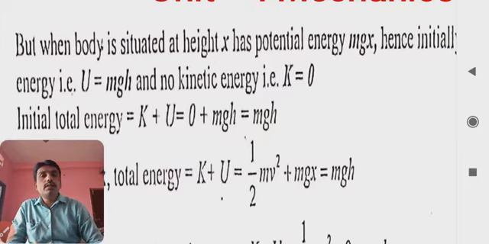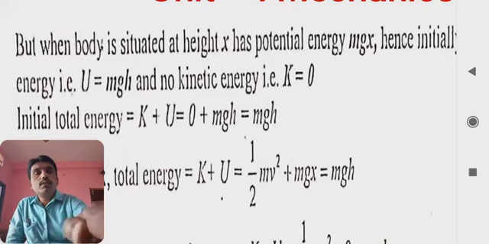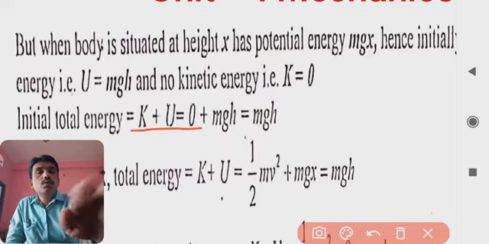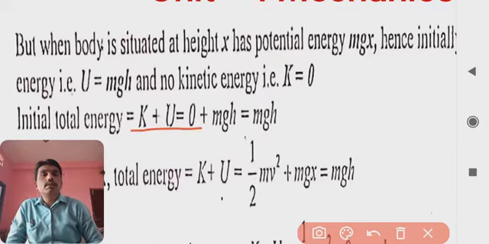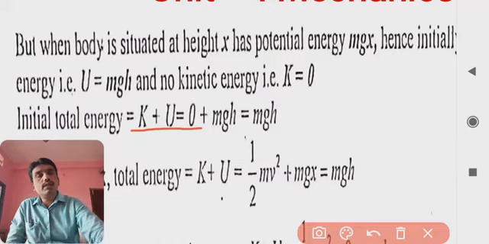Let me correct it: at rest, whatever the potential energy is, it is to be mgh, not mgx. The kinetic energy is going to be 0 at this surface, at the initial stage, and the total energy is kinetic energy plus potential energy, given by the relation K plus U. U is the potential energy, K is the kinetic energy. As K is 0 at the initial stage, when we calculate the total energy it becomes 0 plus mgh, which is equal to mgh. That is the initial total energy.